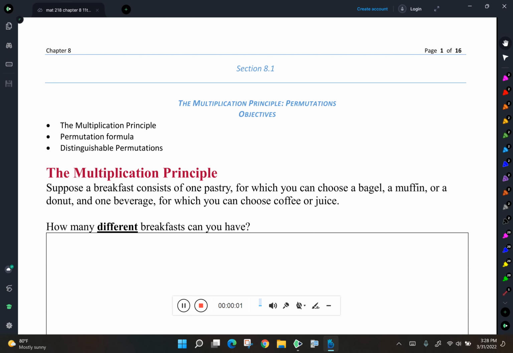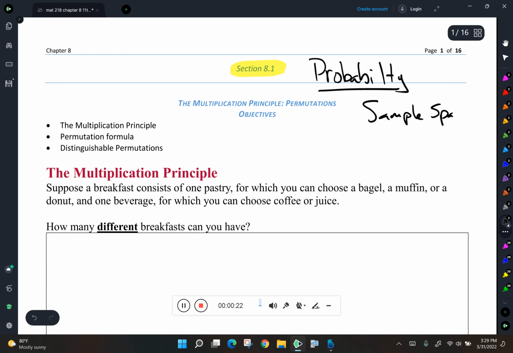So here we go. Welcome to section 8.1, chapter 8. In chapter 8, we're going to take a look at what we did in chapter 7. That is, we're going to take a look at probability a little more. But what's going to happen in chapter 8 is our sample spaces and our events are going to get bigger.